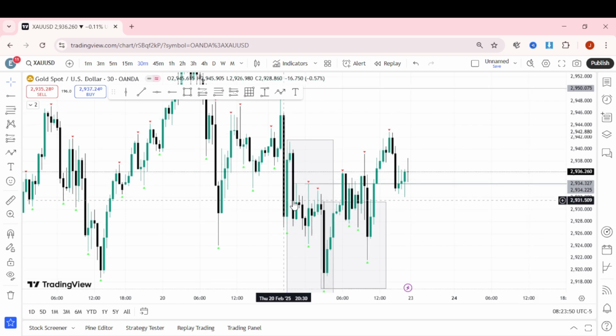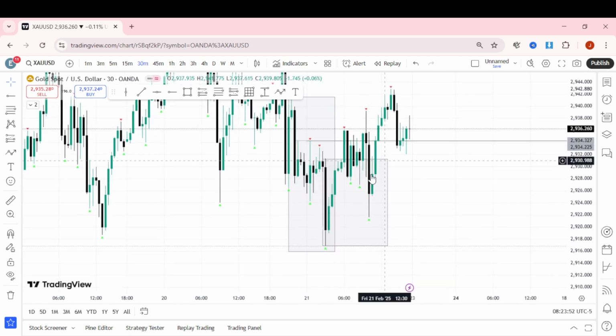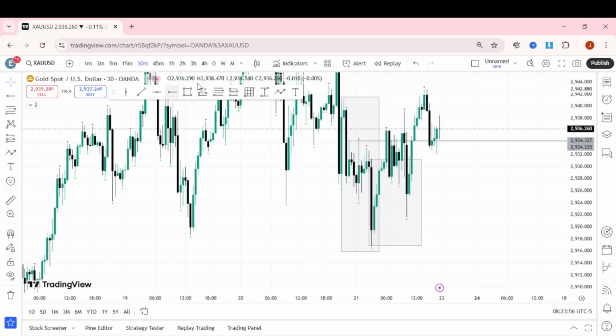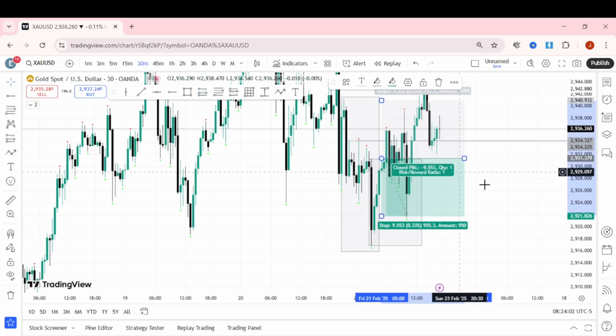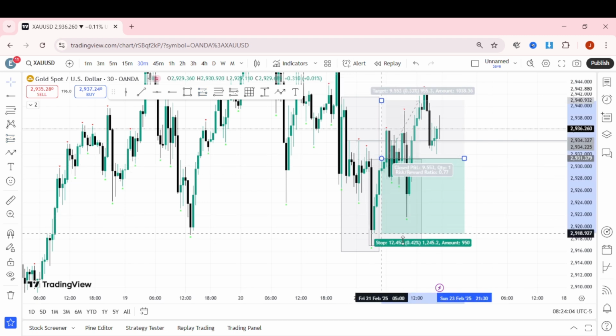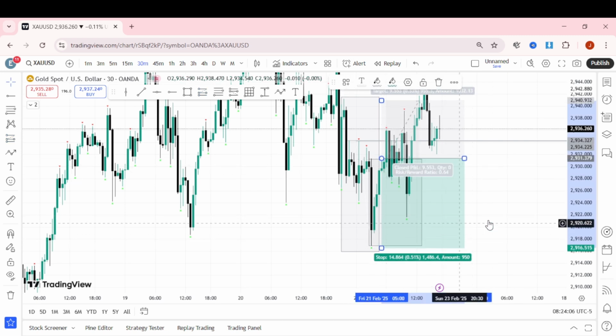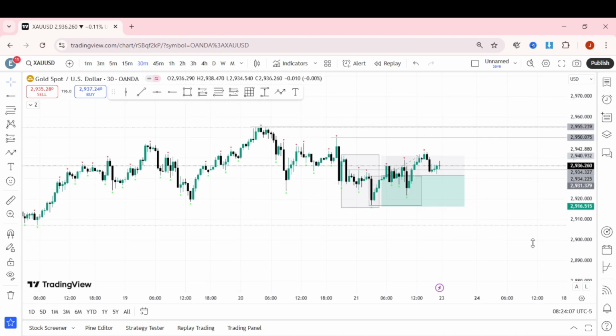Price broke two highs, and price came all the way down. But if you actually check this order block, it's a very big order block. Let's put a position right here and check what ratio we're going to make on this order block alone.